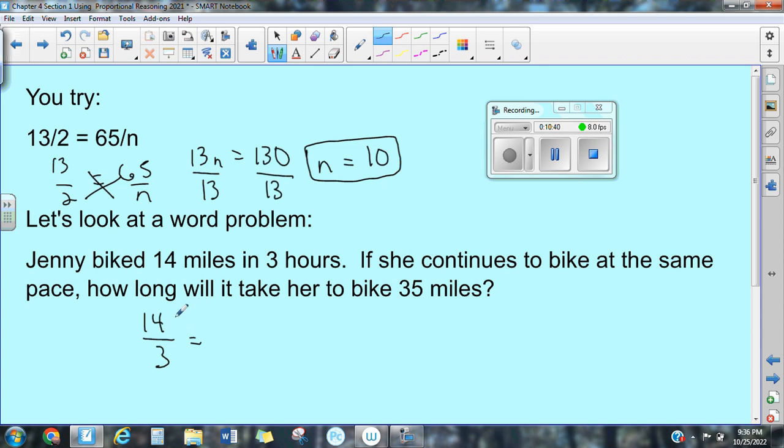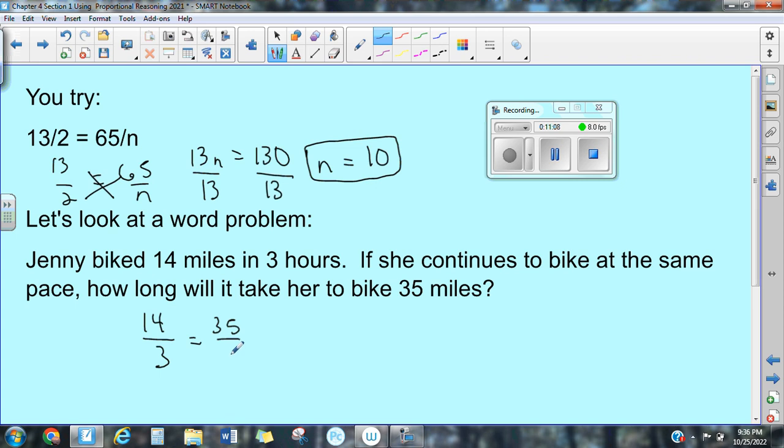Now notice that we put miles on top here. Okay, and again, if you switch the two and put hours on top and miles on bottom, that's not a big deal. But an important part to this is when we write our second ratio, if we put the number of miles on top in the first ratio, we need to do the same in the second one. So our second ratio would be 35 miles over our unknown.